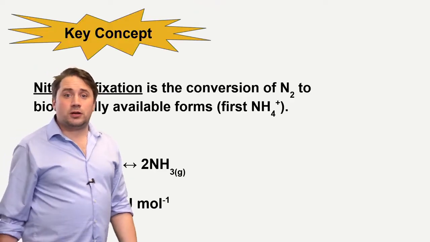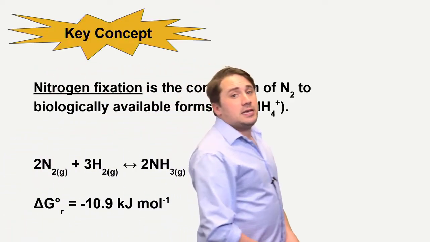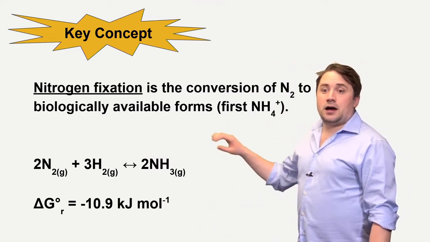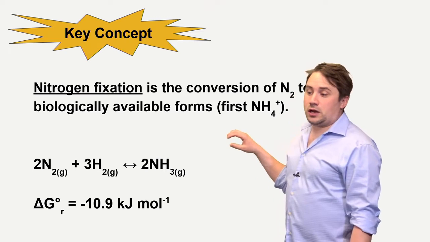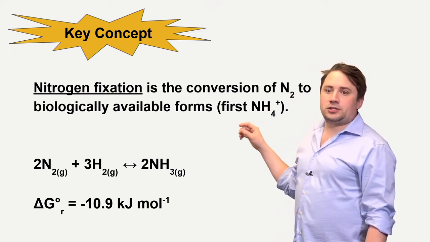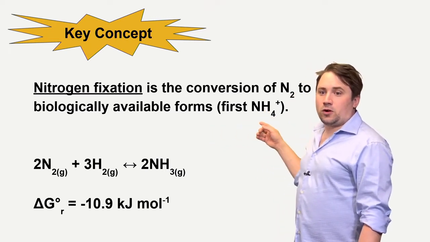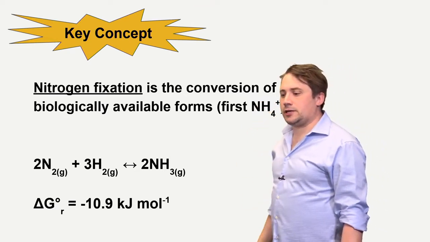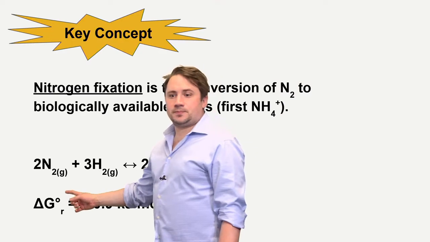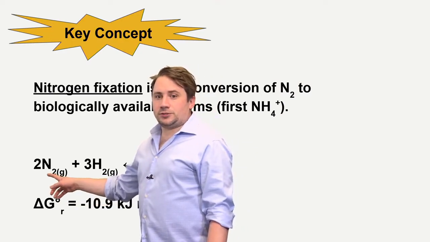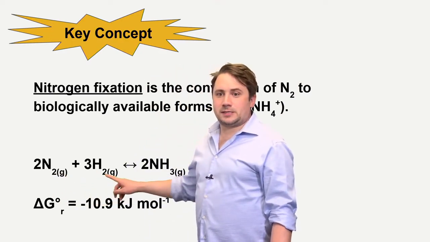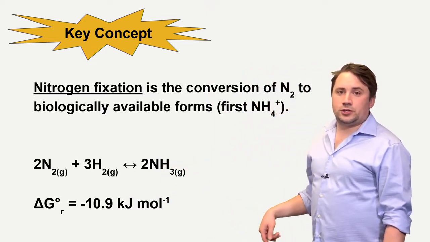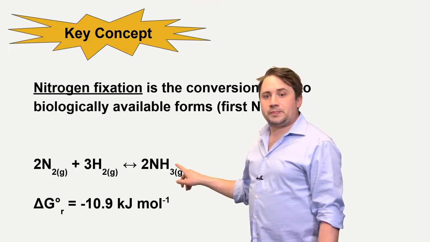And the process by which organisms turn dinitrogen gas into these usable forms is called nitrogen fixation. Nitrogen fixation is the conversion of dinitrogen gas into biologically available forms. The first form is ammonium, or nitrate, but this ammonium can later be turned into nitrate. And it proceeds by this reaction. N2 plus 3 H2 yields 2 NH3, ammonia, which can then dissolve into solution and protonate to form ammonium.